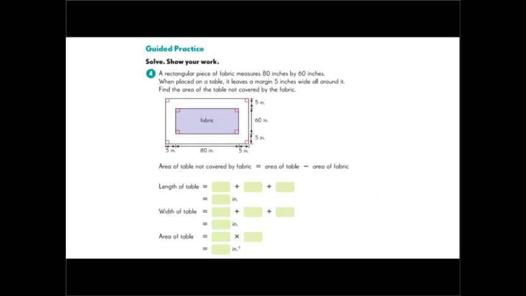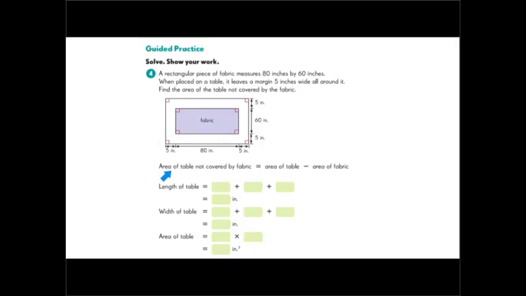We need to read the problem first, right? Okay, the problem: a rectangular piece of fabric measures 80 inches by 60 inches. It's placed on a table, and it leaves a margin of 5 inches wide all the way around it. So the big rectangle is the table, the small rectangle is the fabric, and there's 5 inches all the way around the fabric on the table. So we need to find the area of the table that's not covered by the fabric.